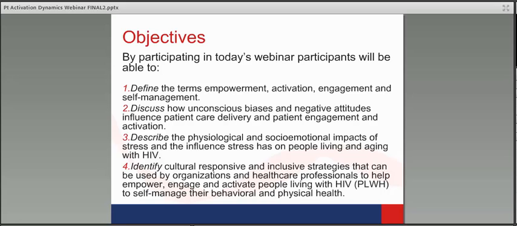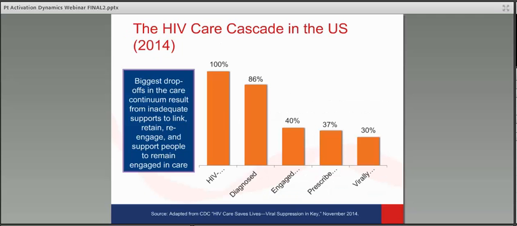And lastly, I hope that we can identify as a group the cultural responsiveness and inclusiveness that needs to occur, those strategies that can be used by organizations and by individuals to help empower, engage, and activate individuals living with HIV. I'm going to start us off looking at the care cascade.